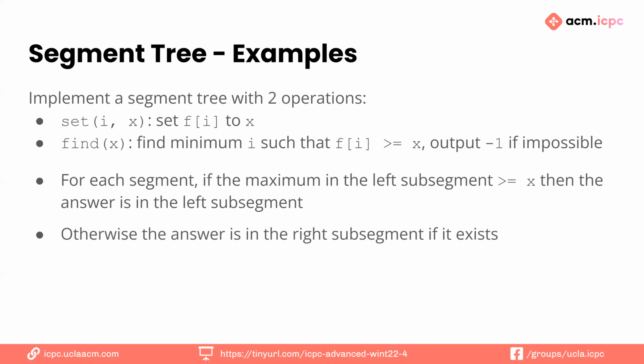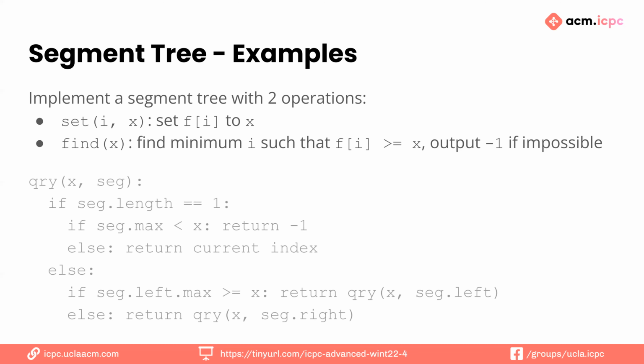You could look at the max of the current node, and if the max of the current node is less than x, then you don't know. Okay, so then our query is pretty simple. If we've gone down to a single element, we just check if it's less than x or greater or equal to x. If it's less than x, then there doesn't exist an element greater or equal to x in the entire array. Otherwise, we return the current index, we have found it. Otherwise, if our segment is not a single element, check if the max in the left side is greater or equal to x. If so, we search in the left, otherwise we search in the right.